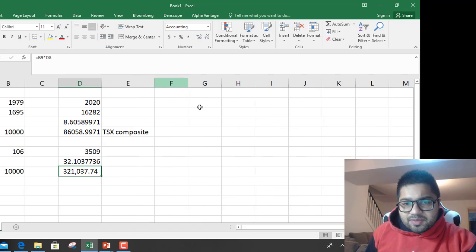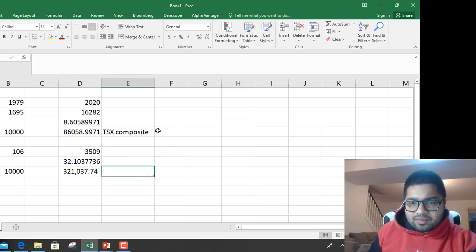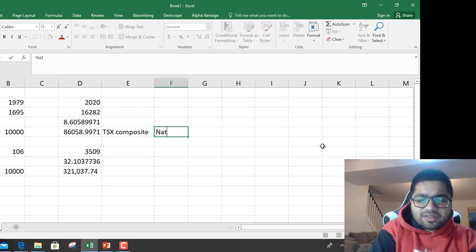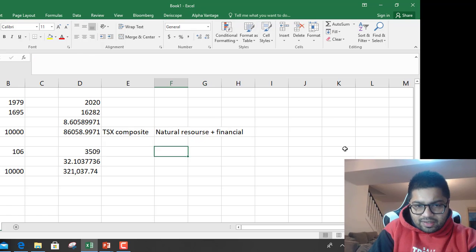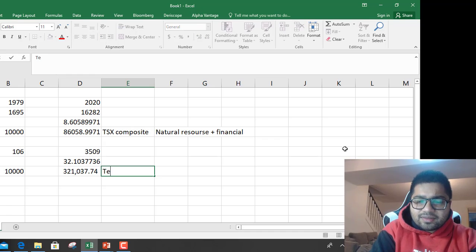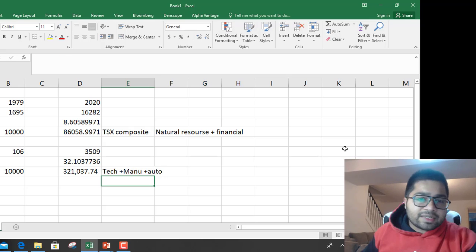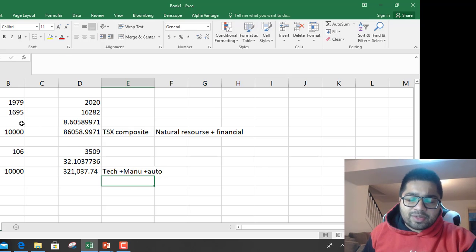Now what is the difference between these two? The Canadian market is mostly natural resources, and most of the companies that are listed are natural resources plus financials. The United States is mostly tech plus manufacturing plus auto, everything. All the major companies in the world are listed in the United States. Because of that there is a massive difference between returns.